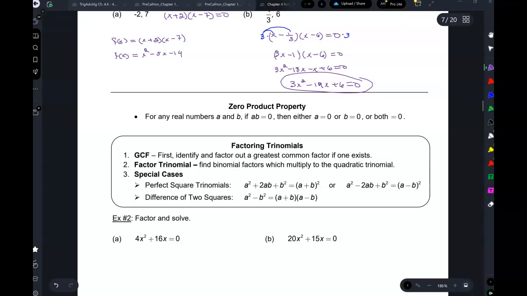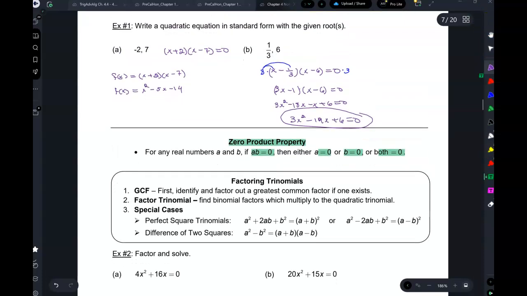Okay. So now this takes us to something very, very important. What this takes us to is the zero product property, right? The zero product property says if A times B is equal to 0, then either A has to be 0 or B has to be 0 or both have to equal 0. Which means it's exactly what you've been doing your whole life, right?